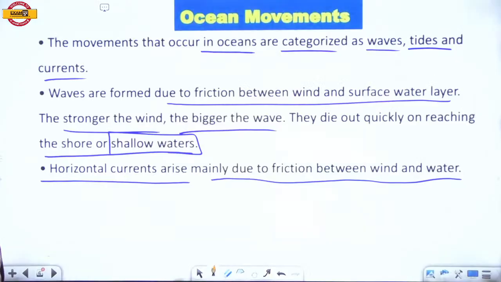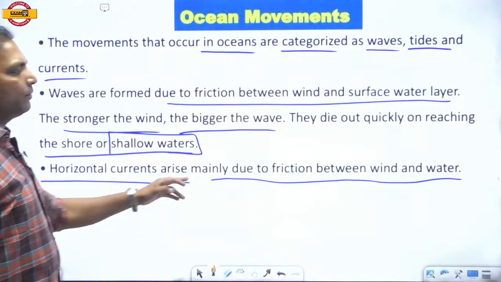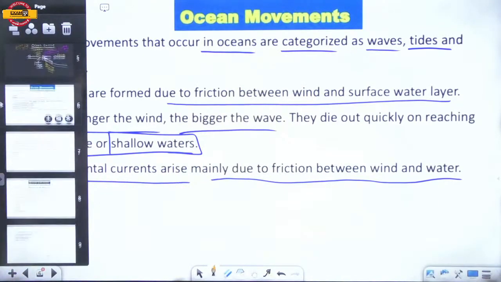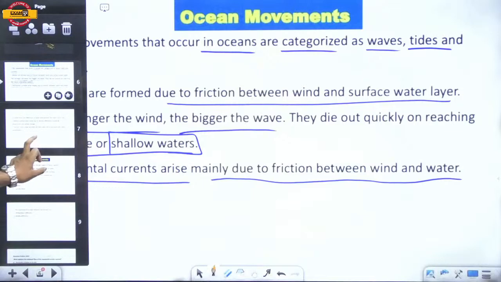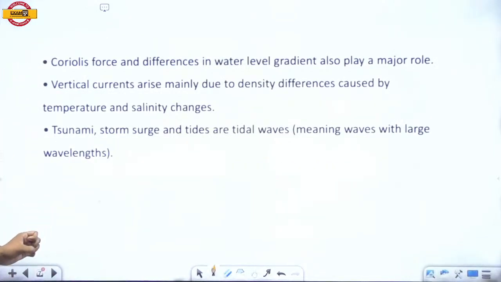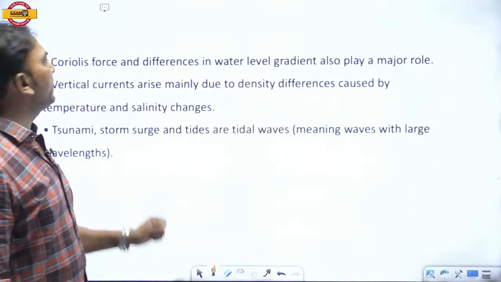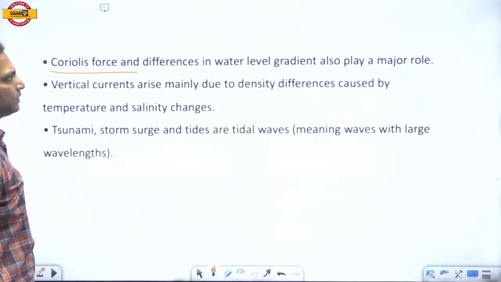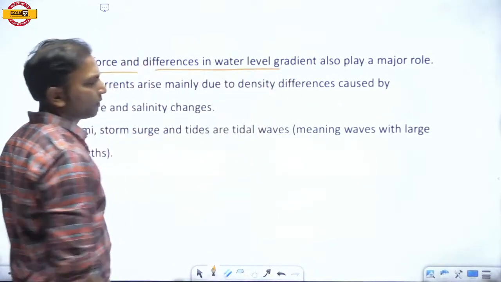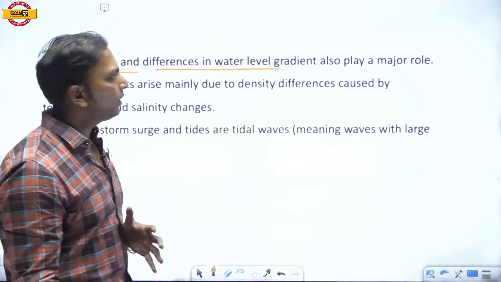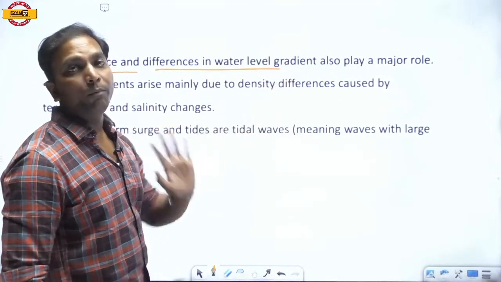So next, and also horizontal currents are mainly due to the friction between the winds and the water. Now, one more point. Coriolis force and differences in water level gradient also play a major role. One more point about the waves. Coriolis force and differences in water level. Somewhere you can see the water level is higher, somewhere in the lower. So also it will play a major role.